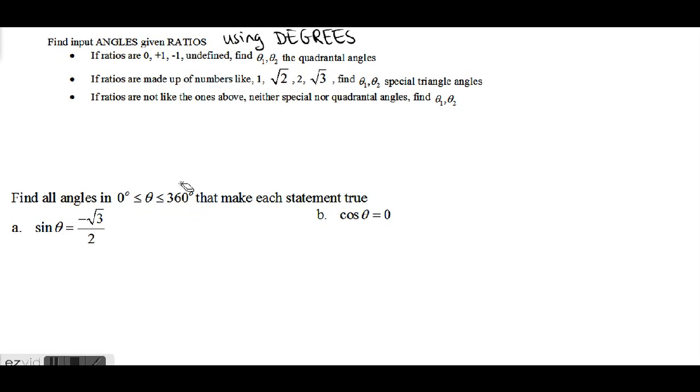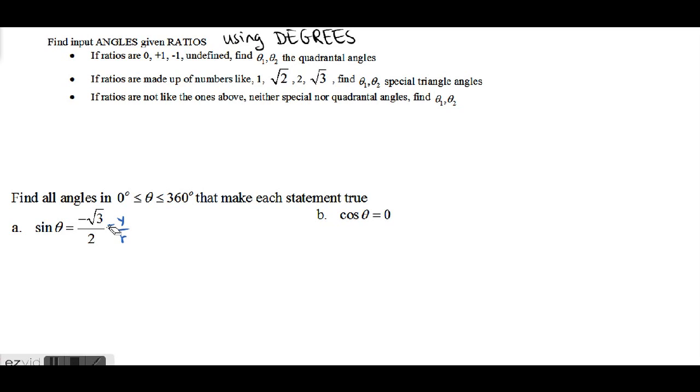Pay attention to this because if it said 0 up to 2 pi, then the answers should be in radians, okay? So always pay attention to what the question is asking, because it specifies what they're looking for, angles or degrees. So the best way to do this, I always like to think of sine by definition. This is a ratio of two sides, and I ask myself, which sides is it? Is it x, y, or r, and how are they related? So sine, if you remember, is y over r.